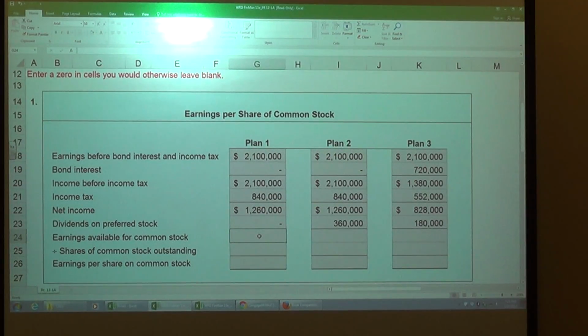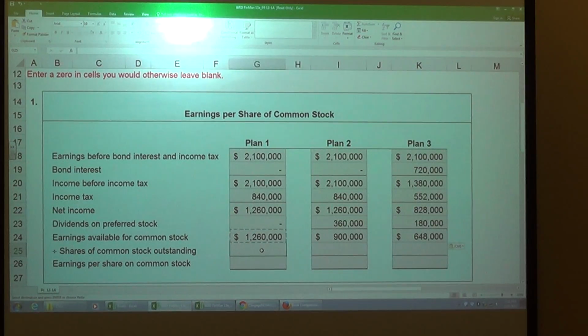All right, so the next part asks us for earnings available for common stock. So my earnings is this minus this. So I'm just going to copy those across there. 648,000 for the last one there. All right, so I've calculated how many shares we have. We're going to calculate how many shares we have out there.